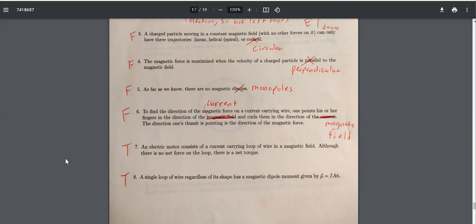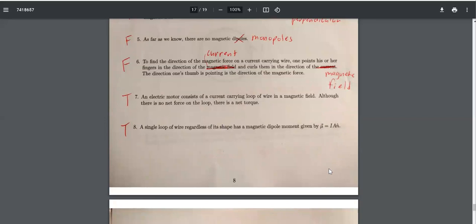All right, a single loop of wire, regardless of its shape, has the magnetic dipole moment given by the current times the area in the normal direction. That's true. Remember, this normal direction is given by the second right-hand rule.